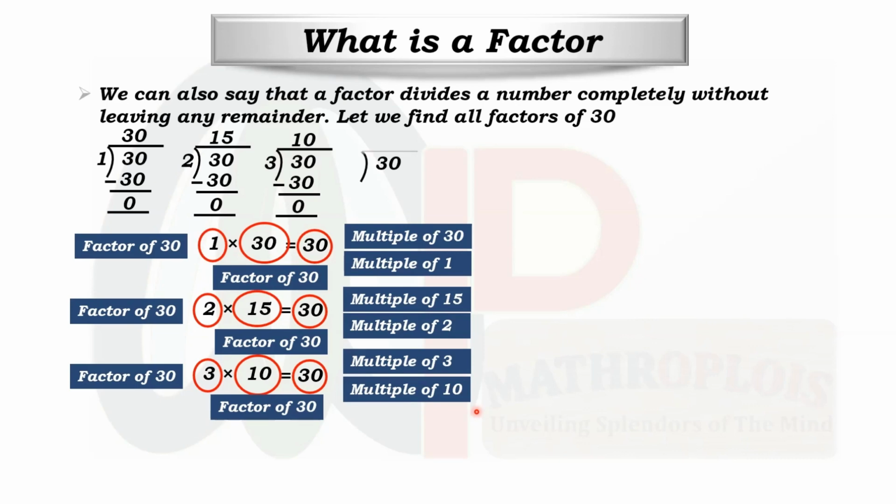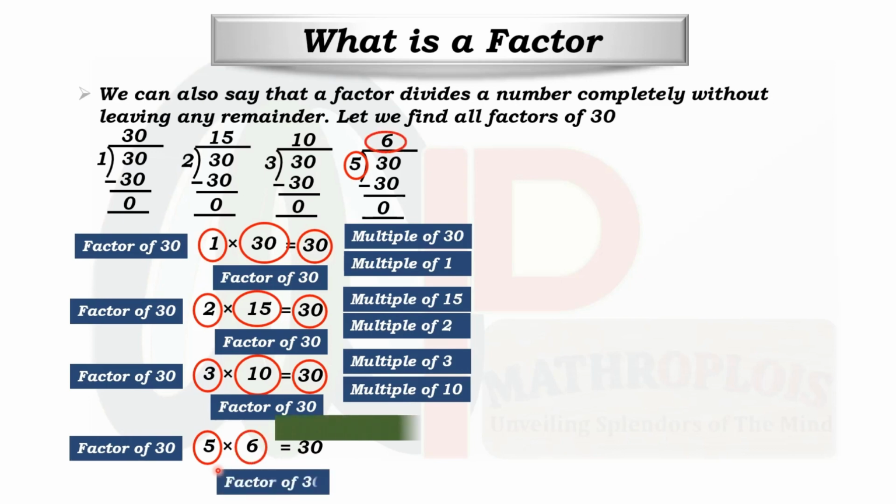Divide 30 with its next divisible number 5. 30 has been divided completely with 5, without leaving any remainder. 5 multiplied by 6 gives the product 30. 5 and 6 are factors of 30. Here in division, 5 is divisor and 6 is quotient. The product 30 is a multiple of 5 and 6.